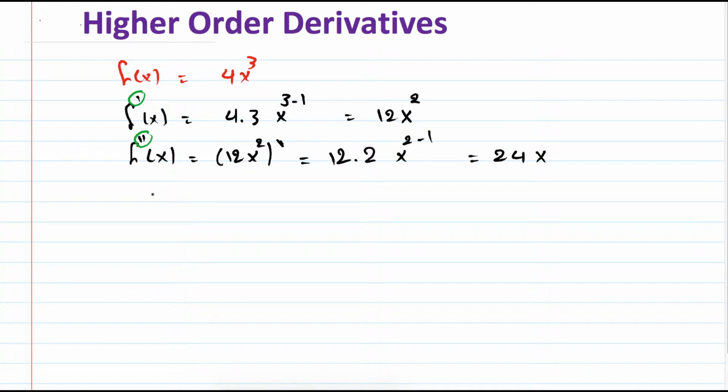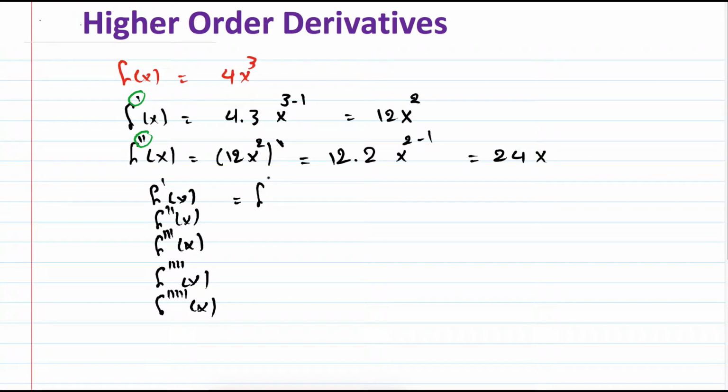So f prime of x, that is the first derivative. F double prime of x, that is the second derivative. F triple prime of x, this is the third derivative. We can have the fourth derivative, the fifth derivative, and so forth. For the first derivative, you'll just take the derivative of the function, so it is f prime of x. For the second derivative, you'll take the derivative of the first derivative. And so forth. The third derivative will be the derivative of the second derivative.